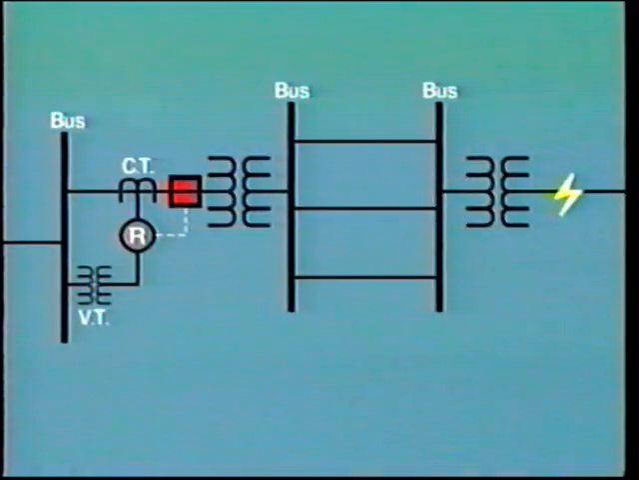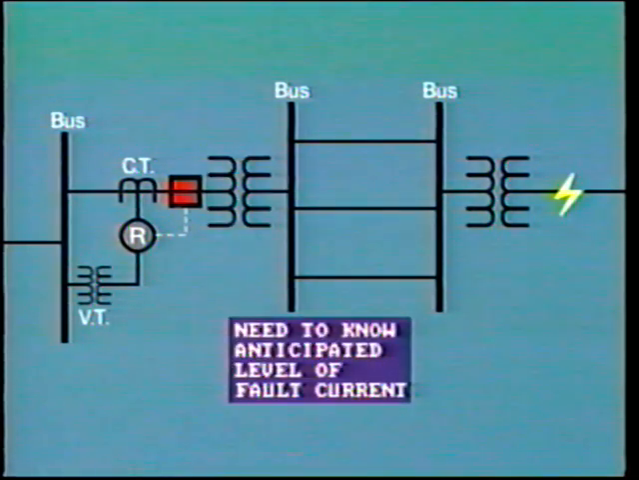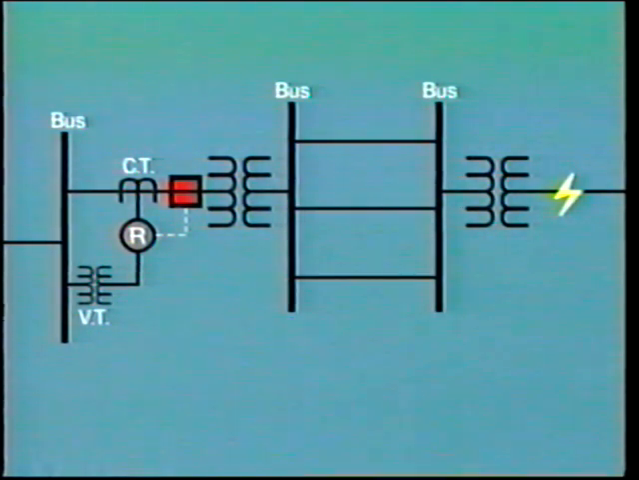Having determined the anticipated level of fault current for different conditions, we should be able to set up our relays to protect the circuits. The pickup setting of the relay depends mainly upon the limits of the equipment being protected. We also need to know the anticipated level of fault current for different types of fault at different locations. But there are many other considerations.